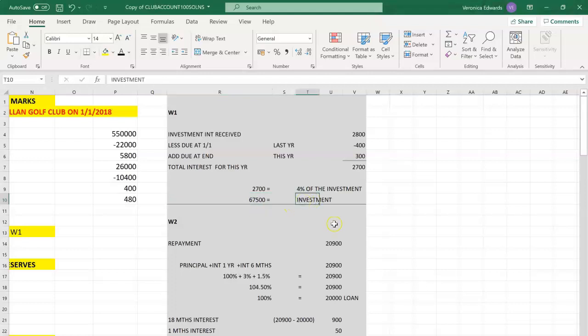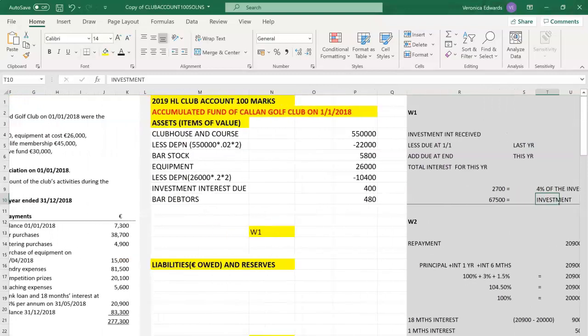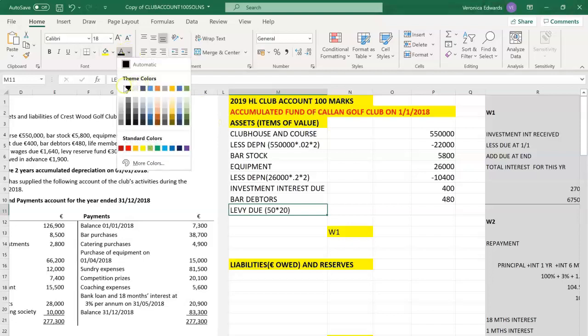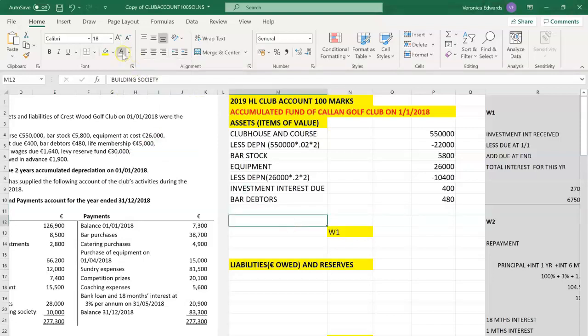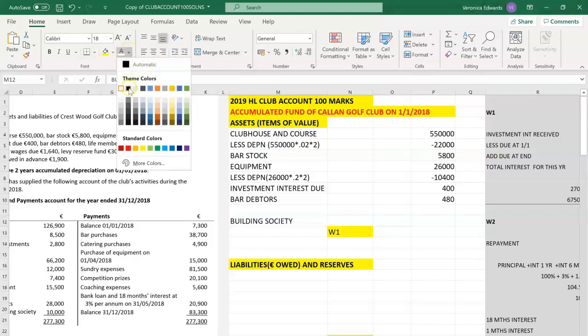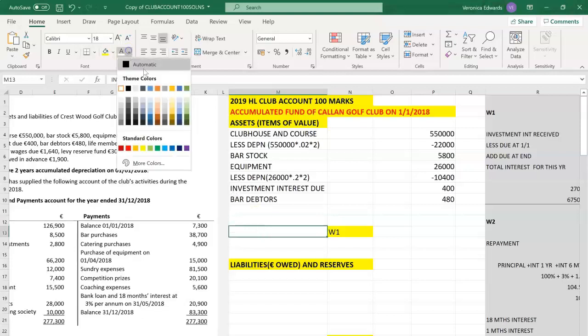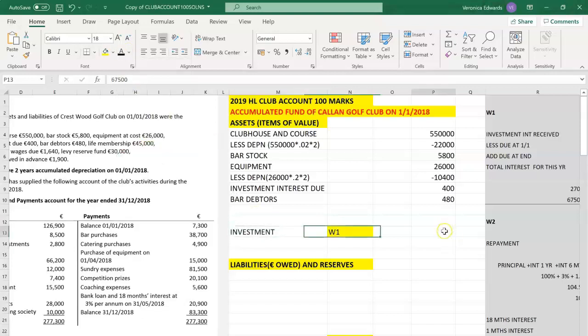So now we know the club must have had an investment of 67,500 and it would have had that investment on the first day of January. So that's an additional hidden item that we have just discovered by having a look at the receipts and payments account. Okay. I'm just putting it in here. And there you go. So we're going to put that in here, that investment that we discovered must have been there on the 1st of January.